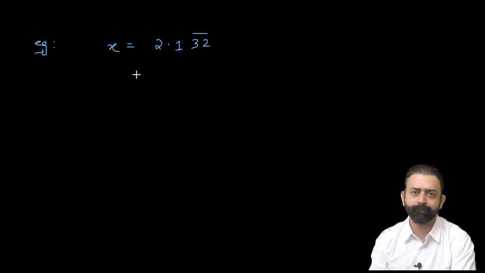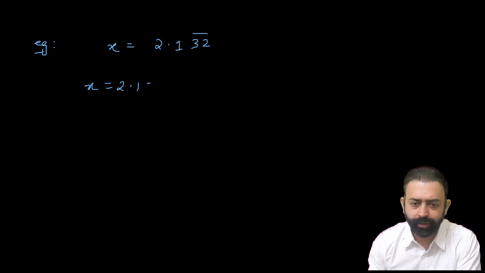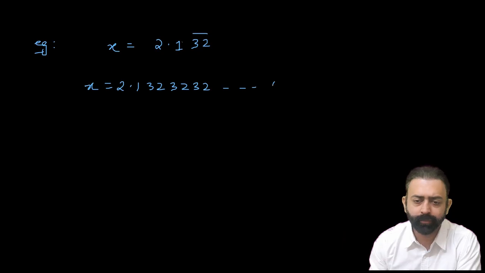Suppose we need to find the rational equivalent of 2.132. In this case, let us include one digit on the left, which is 2.132, and in this, 32 is only repeating. No problem in this. We will write this x as 2.132, 32, 32, and so on.